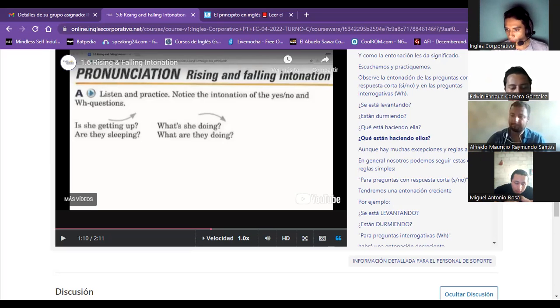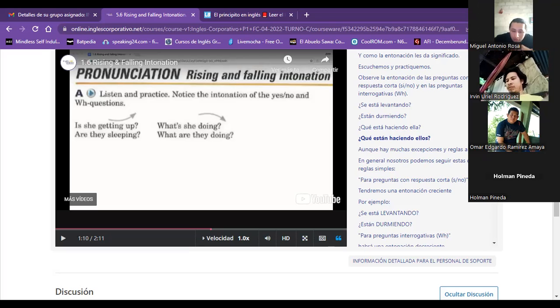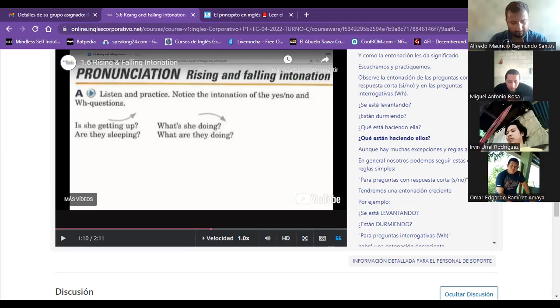Excelente. Vamos a ver. Señor Miguel, go ahead. He is studying. Repite esa pregunta. Esa es una sentence, Miguel. Porque recuerde que está poniendo primero el subject, pero en las preguntas, ¿qué va primero? El to be. Exacto. Entonces, ¿cómo sería? Is he studying? Is he a student? Y el otro es, what is he doing? Exacto, doing. Perfecto.